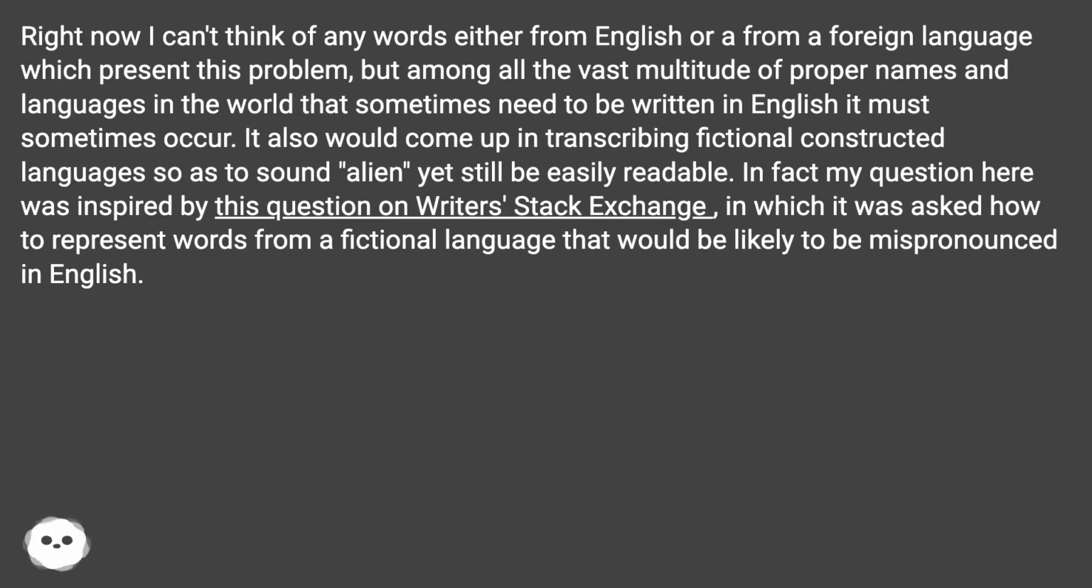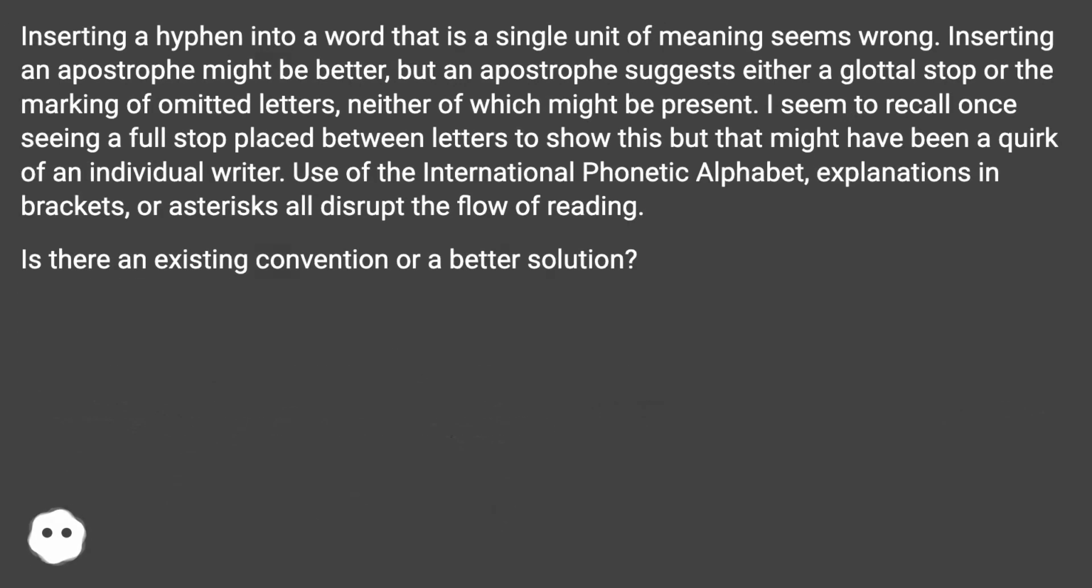In fact, my question here was inspired by this question on Writer's Stack Exchange, in which it was asked how to represent words from a fictional language that would be likely to be mispronounced in English. Inserting a hyphen into a word that is a single unit of meaning seems wrong. Inserting an apostrophe might be better, but an apostrophe suggests either a glottal stop or the marking of omitted letters, neither of which might be present.